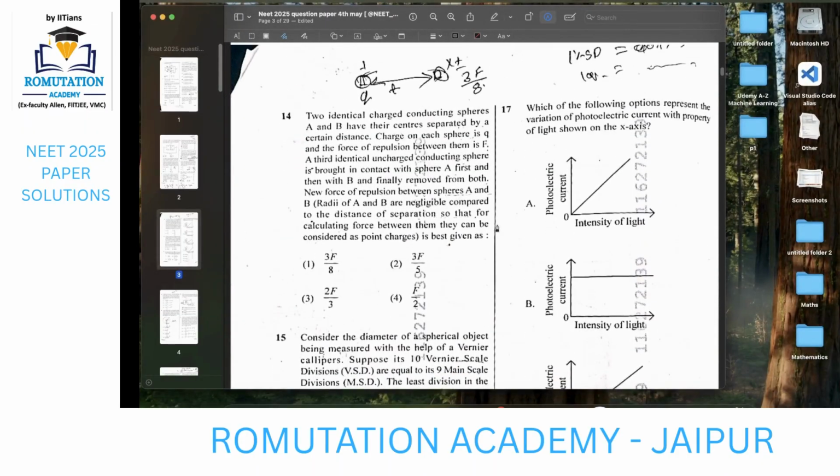Let's read the question. Two identical charge conducting spheres A and B having their centers separated by a certain distance, charge on each sphere is q, and the repulsion between them is F. A third identical uncharged conducting sphere is brought in contact with sphere A, and then with B, and then finally removed. The new force between the spheres A and B, radii of A and B are negligible compared to the distance between them.